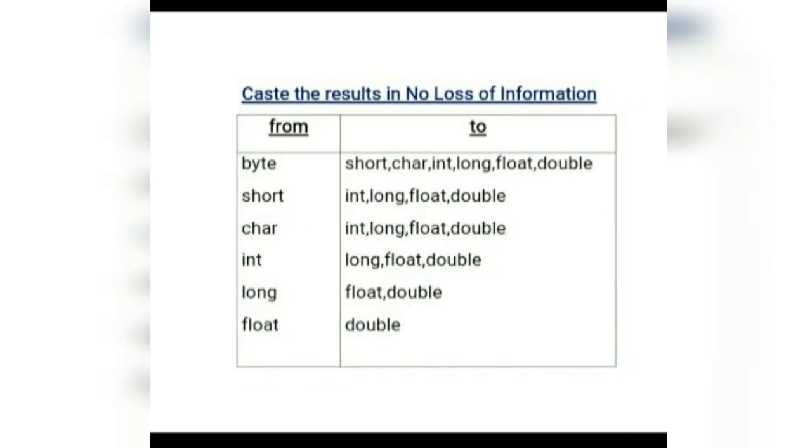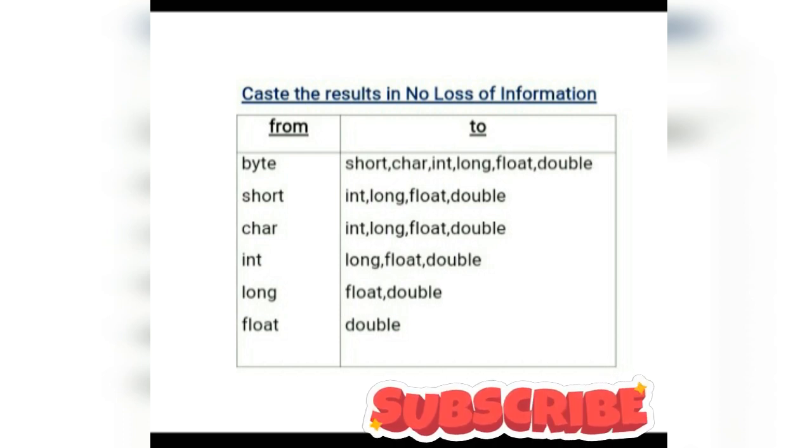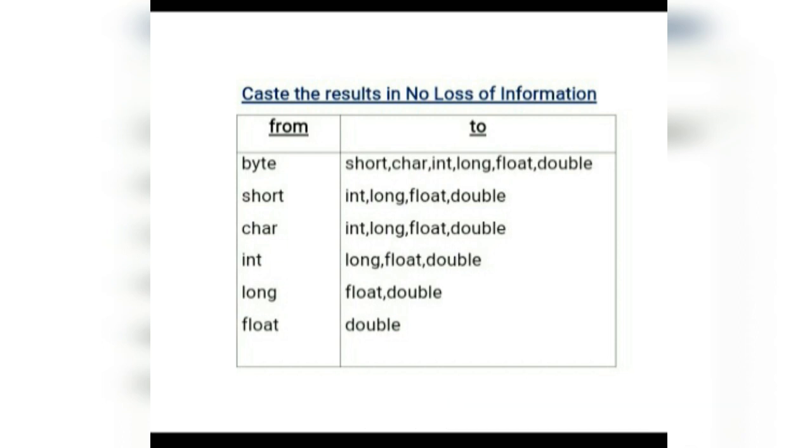So my dear friends, here are the casts that result in no loss of information. That means from and to are given here where you will find no loss of information. We can convert byte to short, char, int, long, float with no loss of information. In the same way, short can be converted into int, long, float, double, while char into int, long, float, double. In a similar way, long and float are converted into float, double. That means from these two we don't lose any kind of information.